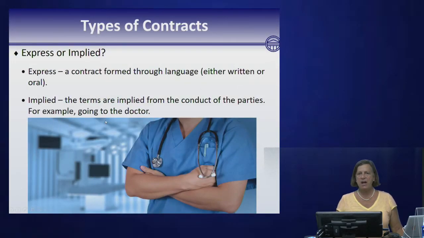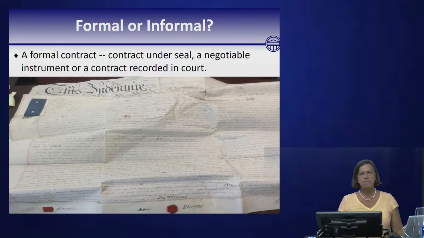Types of contracts. Remember, a contract will either be an express contract or an implied contract. An express contract is one that's simply entered into through language, either written or oral. An implied contract, on the other hand, is one that's implied or deduced from the conduct of the parties, for example, going to the doctor. A contract will either be formal or informal. Most contracts, by the way, are informal contracts. But a formal contract is enforced not because there's offer, acceptance, and consideration, but because the formality with which it was executed is sufficient to show the world that you really intended to enter into a contract.